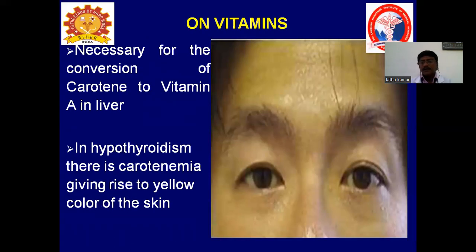Okay. And on vitamins, the thyroid hormone is necessary for the conversion of carotene to vitamin A in the liver. In hypothyroidism, there is carotenemia, giving rise to a yellow color of the skin.